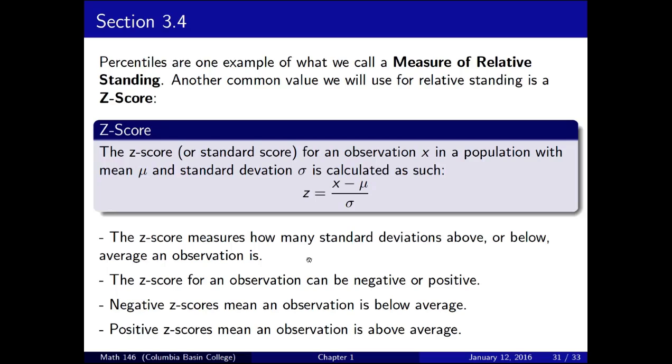So when we talked about percentiles, I mentioned those are measures of relative standing, but there is another common measure of relative standing that we use, and it's something we call a z-score, or a standard score. The way you calculate a z-score, if you have a population with a mean mu and a standard deviation sigma, is the observation you're interested in minus the mean, divided by the standard deviation. What you're trying to measure is how many standard deviations above or below average somebody is. So z-scores can be positive or negative. Negative z-scores mean the observation is below average, whereas positive z-scores mean above average.